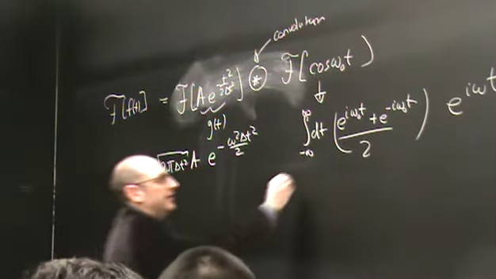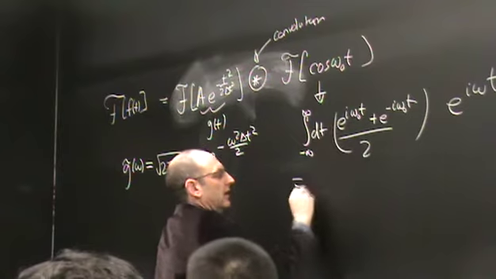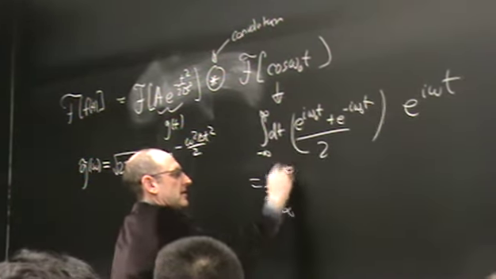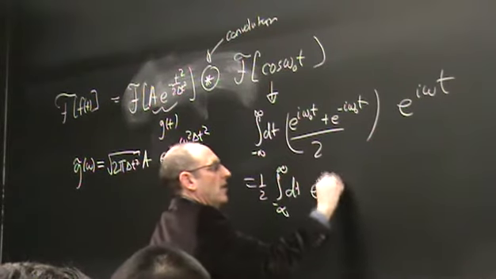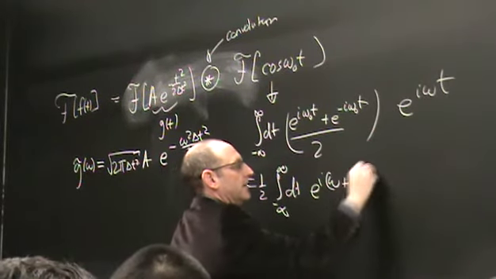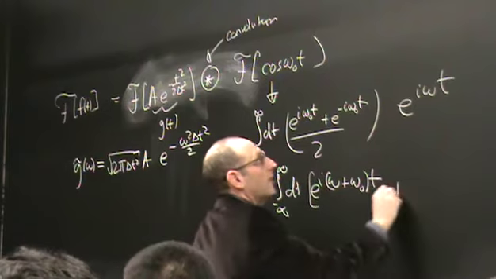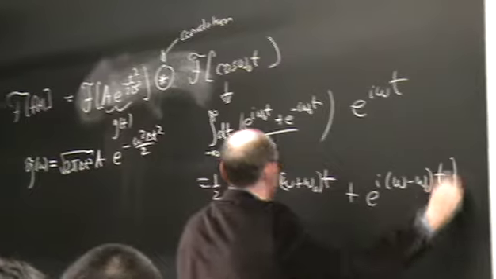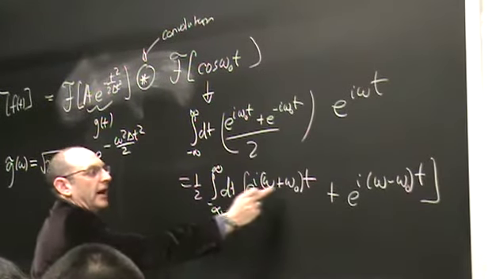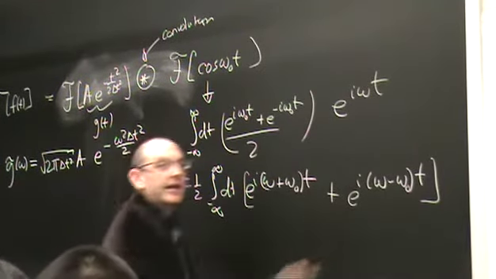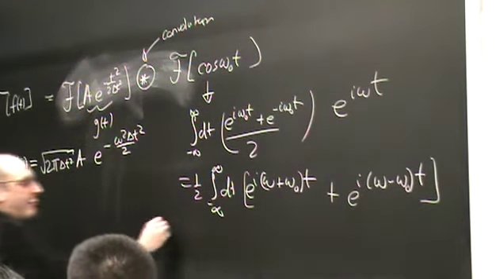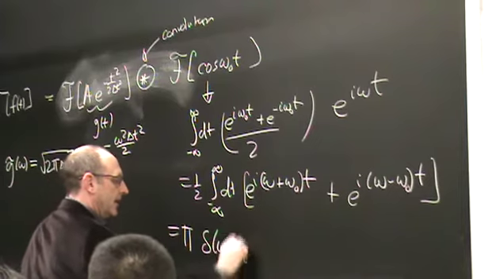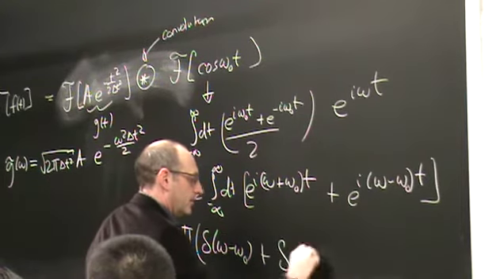Okay? So this is equal to 1/2 integral dt e to the i (omega plus omega naught) t plus e to the i (omega minus omega naught) t, which is 2 pi times the delta function there and 2 pi times the delta function there. So that's pi times delta of omega minus omega naught plus delta of omega plus omega naught.